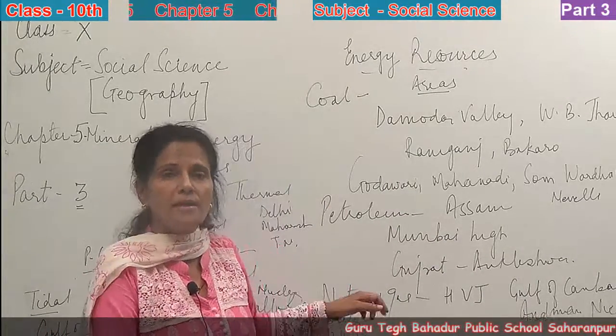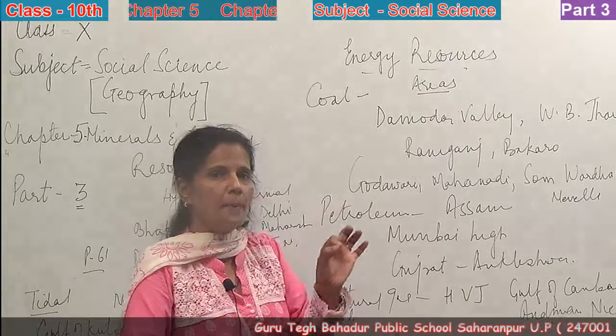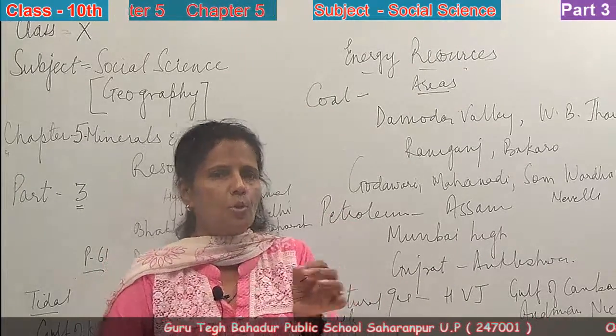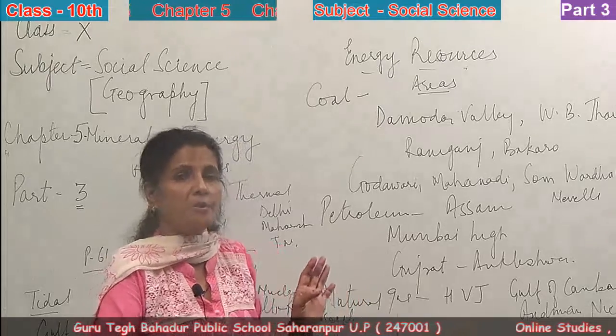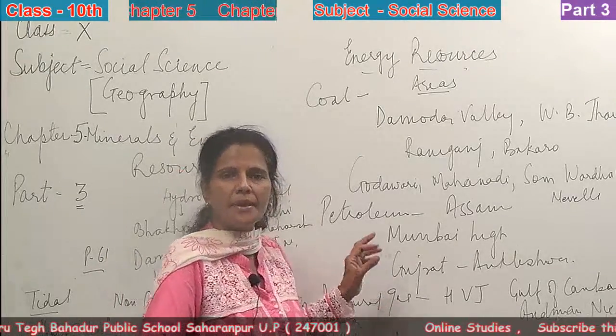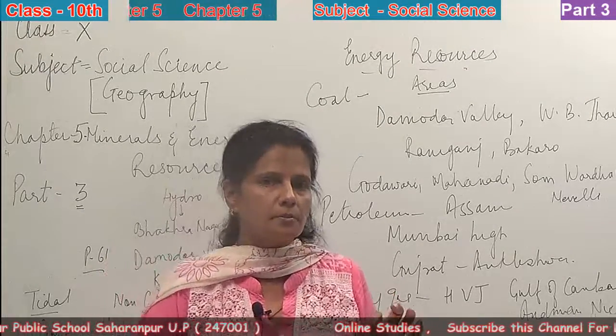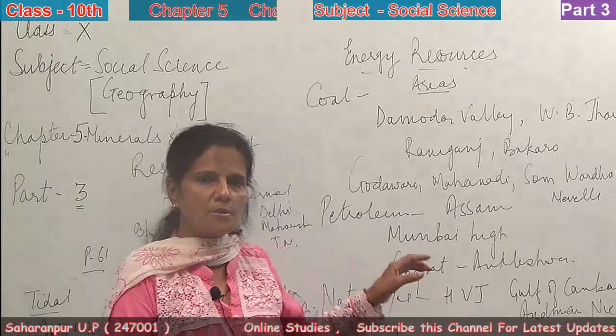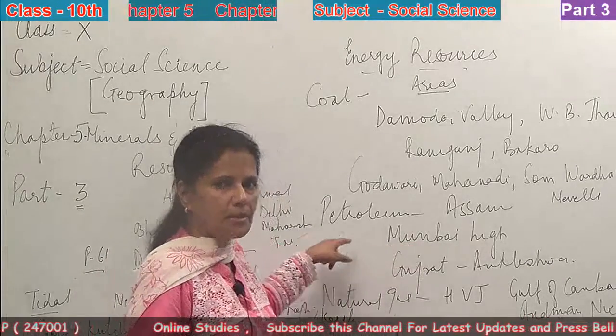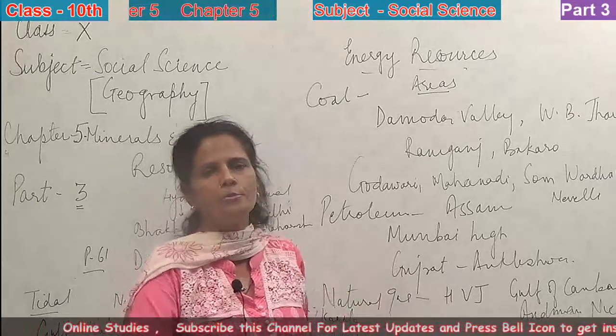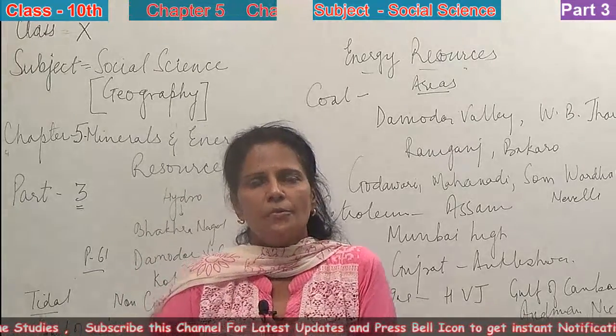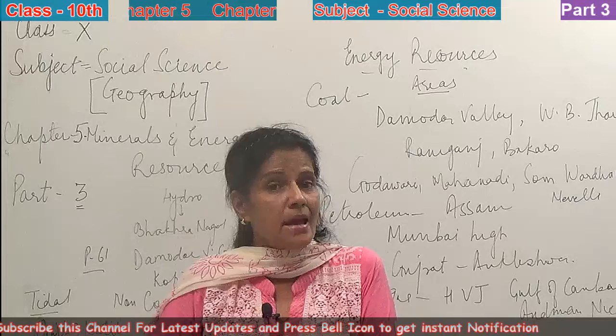The second one is in Gujarat, located in your map. So many times Gujarat has come, so by now you must be expert in it. So Gujarat, and the name is Ankleshwar. First Mumbai High, second Gujarat, Ankleshwar, and come to the third one: a very old petroleum deposit, Assam.